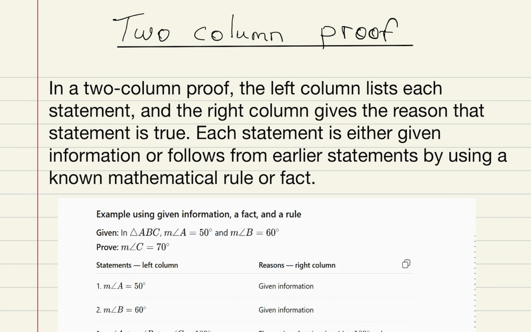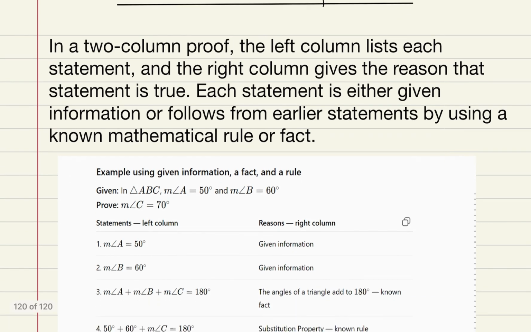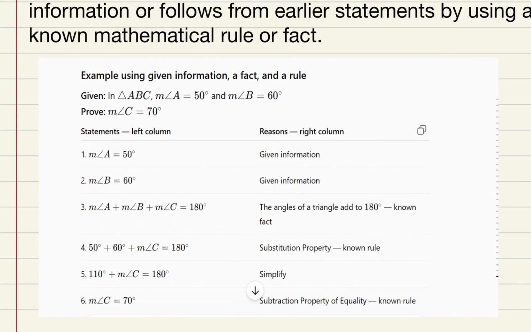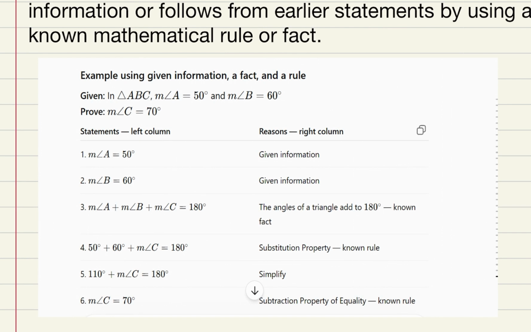So each statement is either given information or follows from earlier statements by using a known mathematical rule or fact. I will be giving you an example so that you can grasp what this means. So let's use this example that I found. Let's say we're given triangle ABC, measure of angle A is 50 degrees. Measure of angle B is 60 degrees. Prove that measure of angle C is equal to 70 degrees.